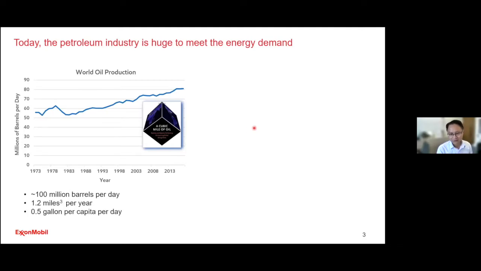That's also going to, because most of it is generating energy, be a big challenge for the climate and CO2 emission.